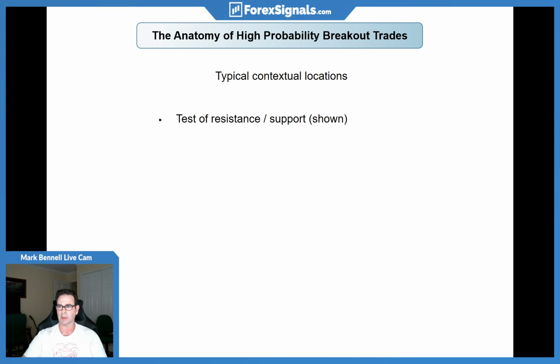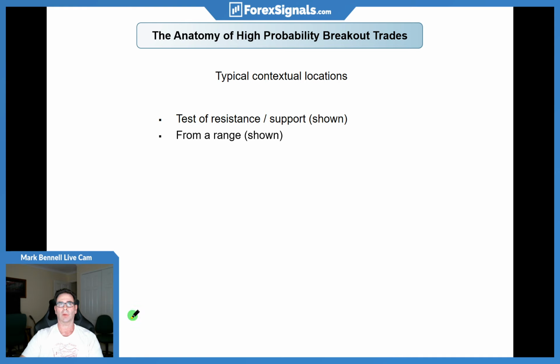So, typical contextual locations for high probability breakout trades. Test of resistance and support. We saw a couple of those today. Aussie, Singapore, and a couple of others. What else? From a range. This could be important, couldn't it?